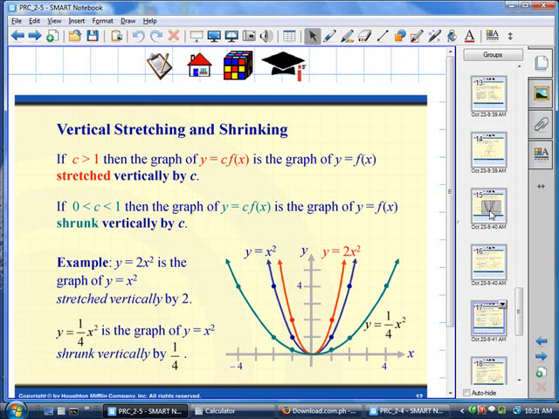And what happens when you put a fraction in front? Well, now it just gets squished. And you see the green, or whatever color that is, that grayish curve is more. And when you squish it, of course, it's going to widen out. So a number as a coefficient in front of the function, above 1, will cause it to be stretched. Below 1 will cause it to be vertically, I guess you could say, shrunk or squished.